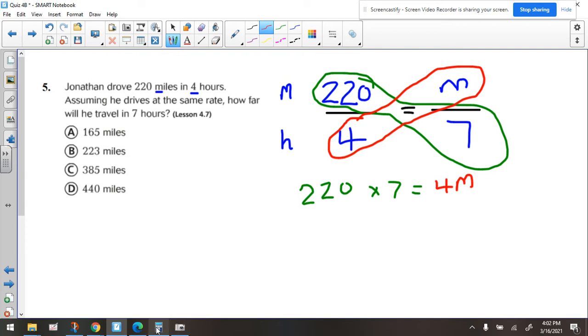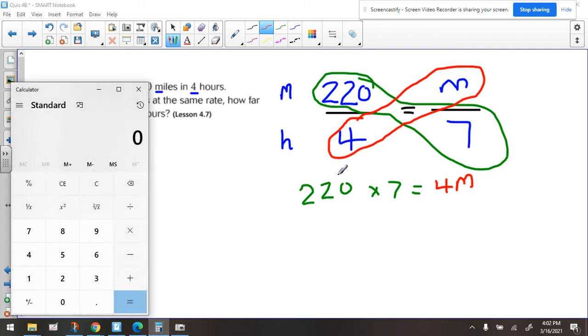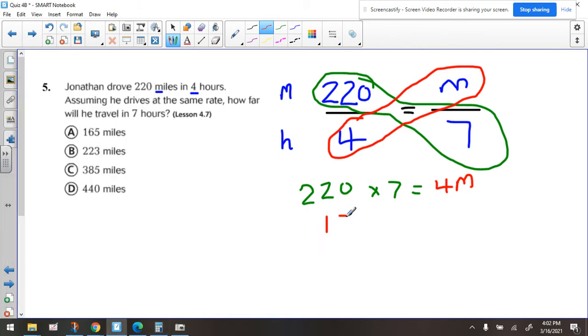All right, so in the interest of saving time, let's take out our trusty calculator and find the product of these two numbers. So that's 220 times 7. And we get that number, 1,540. Let's write that number down. 1,540 equals 4 times some number.